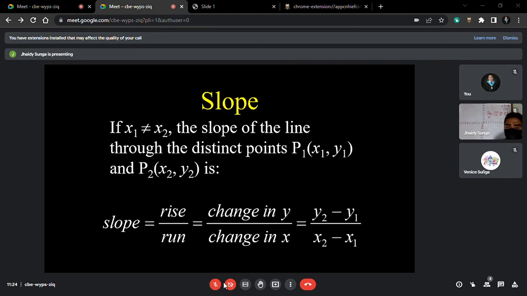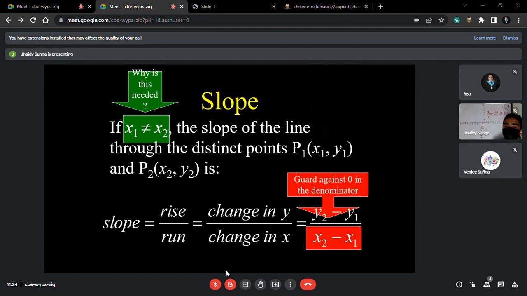So the question is, why is this needed? It is said that x sub 1 is not equal to x sub 2. This guards against 0 in the denominator. Why does it guard against 0 in the denominator? There is a difference if we have the zero value in the denominator and in the numerator.